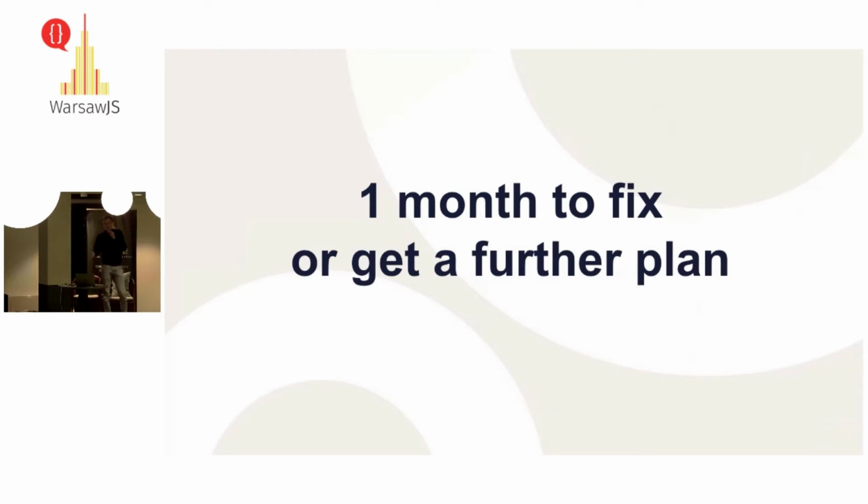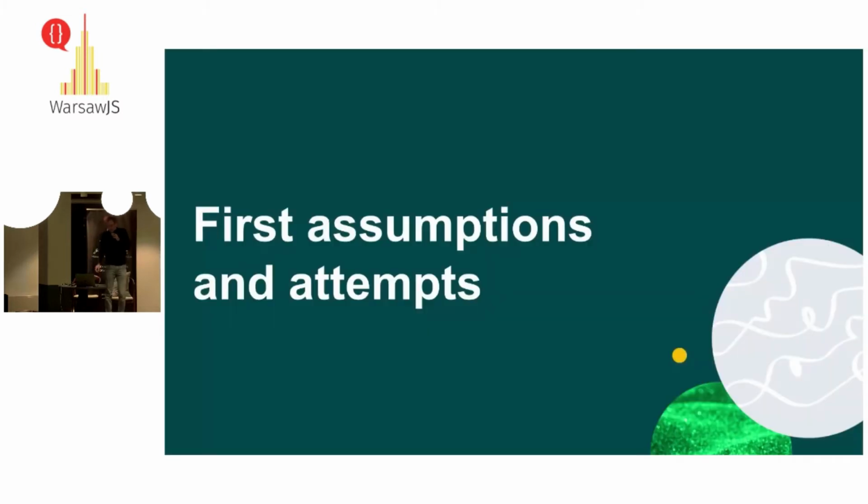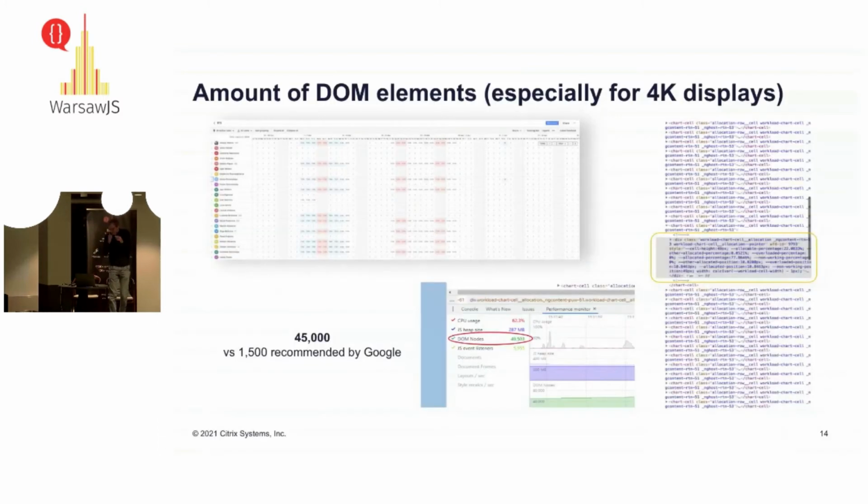And we took one single month to focus both teams, like 2 sprints of both teams, to fix these issues or get a more reliable plan. So our first assumptions and attempts to fix it were like that. First of all, we started thinking about the amount of DOM elements.